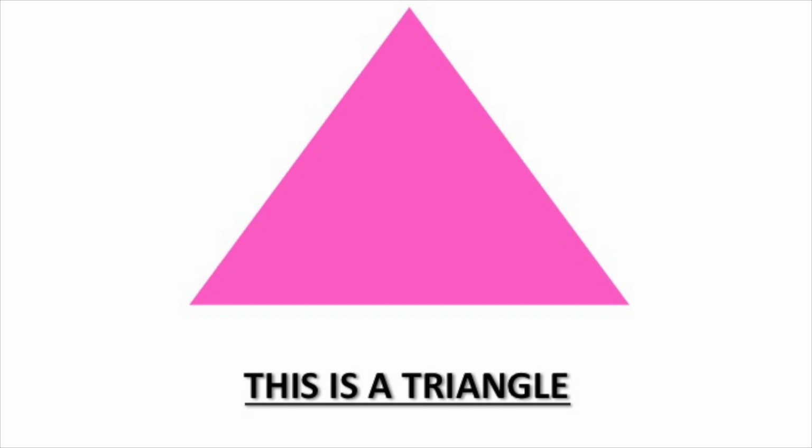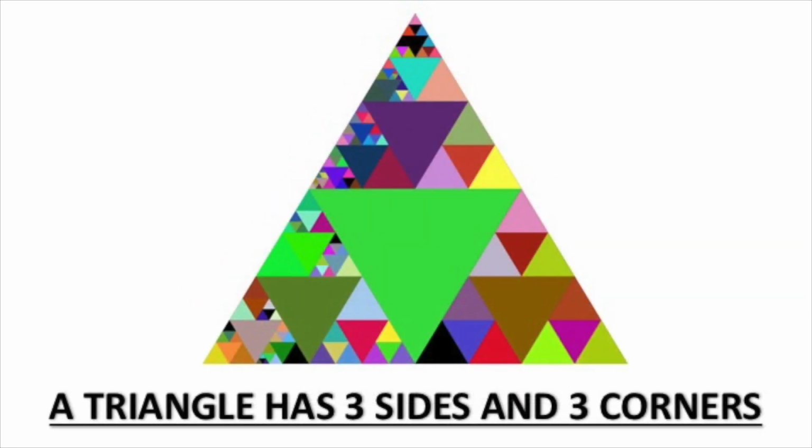This is a triangle. Does anybody remember what does tri mean? 3. Whenever you see tri at the front of something, it usually means 3. Like triangle. A triangle has 3 sides and 3 corners. You see, 1, 2, 3 sides. 1, 2, 3 corners.